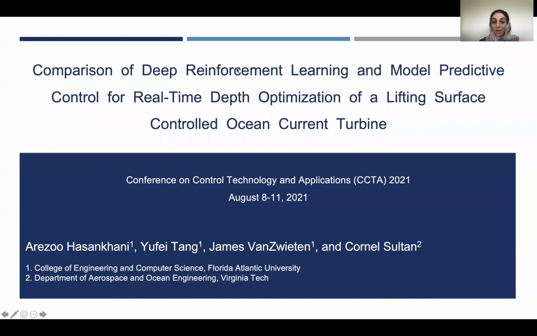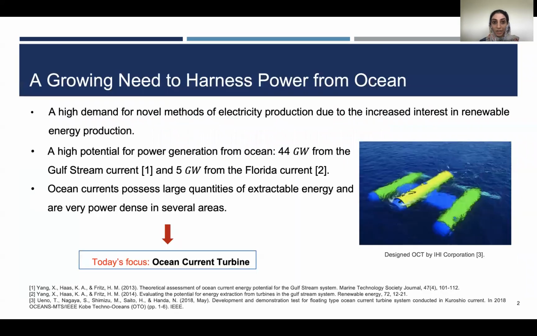Hi everyone, this is Arezoo and I'm going to present on behalf of our group on comparison of deep reinforcement learning and model predictive control for real-time depth optimization of a lifting surface controlled ocean current turbine.